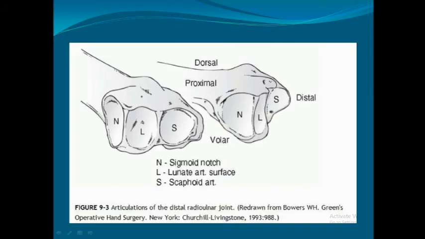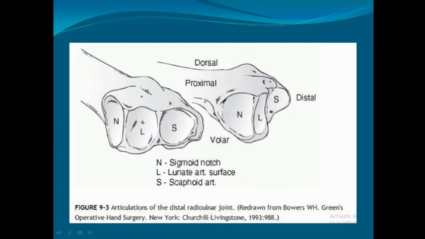I will show you this diagram so you will be more clear. This is the dorsal surface. This is the fossa for scaphoid, where the scaphoid articulates. This is the fossa for lunate, and this is the sigmoid notch, for the articulation of the distal ulna. This is on the dorsal aspect.